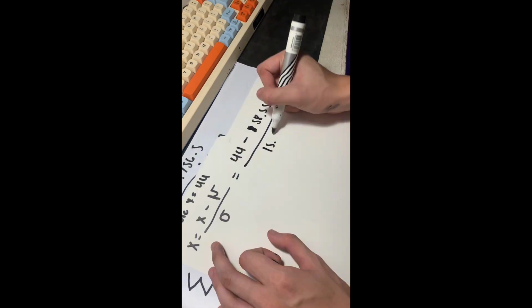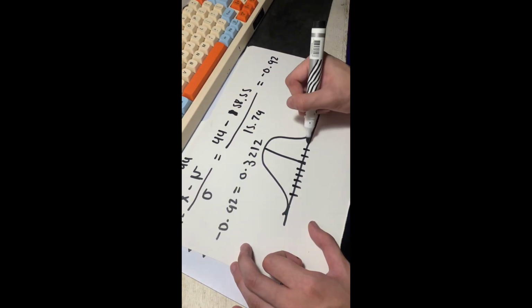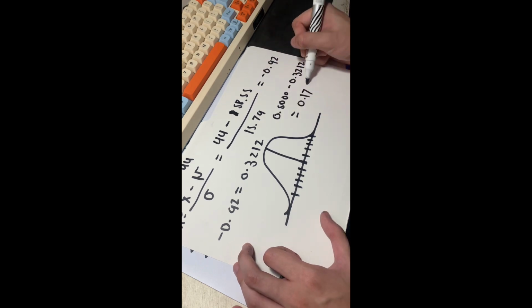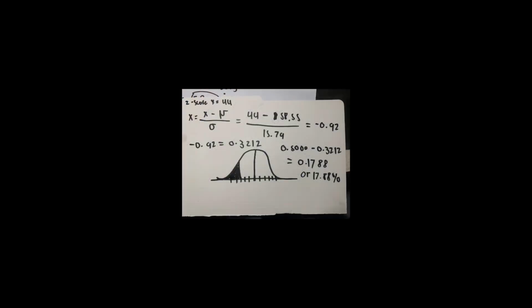Meanwhile, a score of 44 is 0.92 standard deviations below the mean. With a z-score of minus 0.92, this means approximately 17.88% of all scores are expected to be 44 or lower.